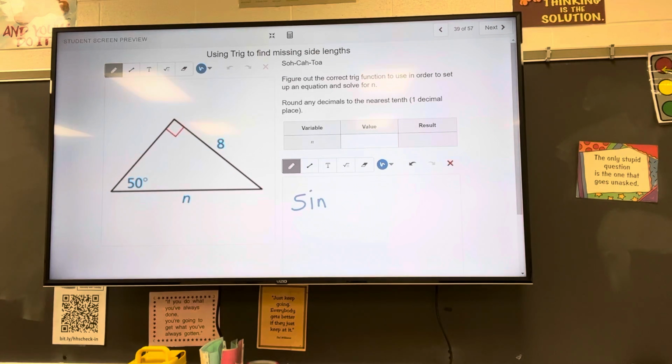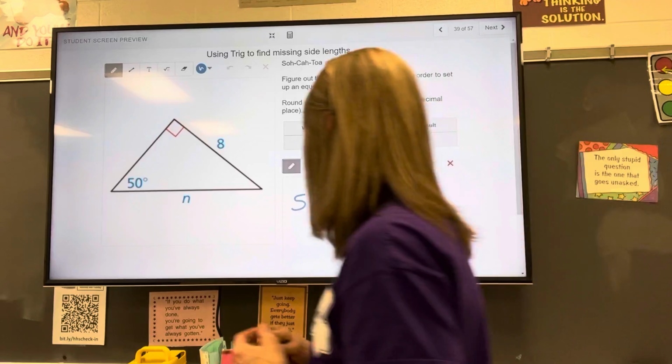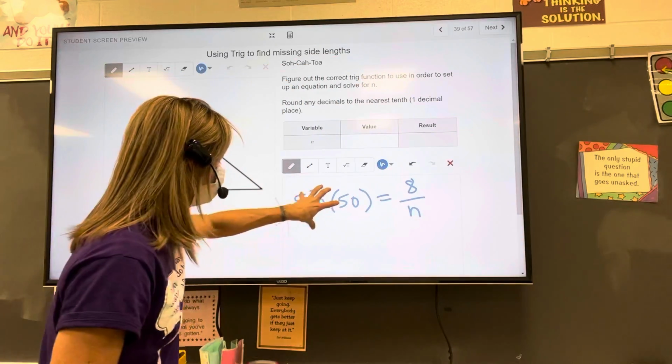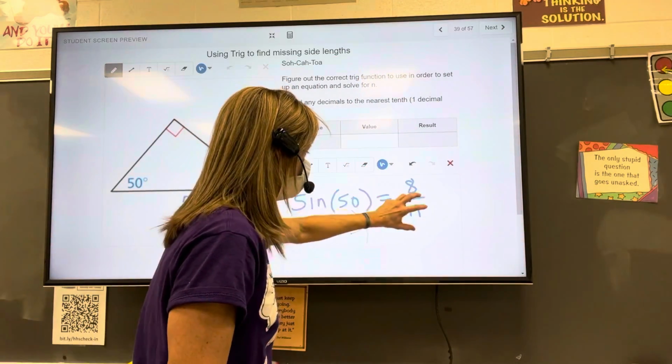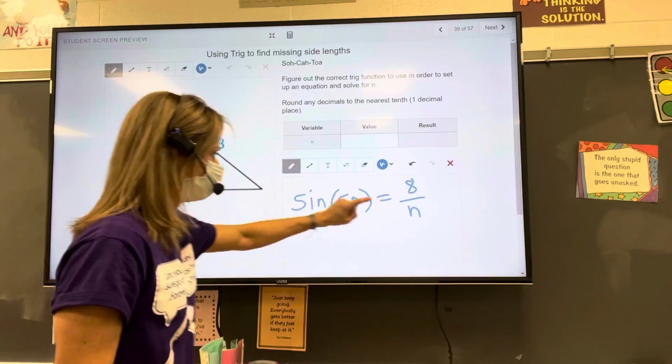The sine of this angle is equal to opposite over hypotenuse, and that's what you'll have to memorize, opposite over hypotenuse. Opposite is 8 over the hypotenuse is n. Now, this is the tricky part. This is a number. So a number equals 8 over an unknown. We have to solve for that unknown.